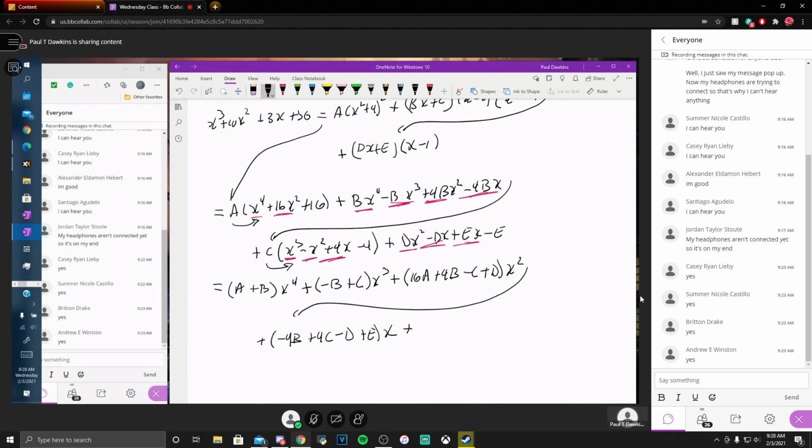Last but not least then, constant terms. And then we're done with at least this part of it. 16a there. Minus a 4c from there. And a minus an e from there. Mark them off again, so I know I've got everything. And there we go. As unpleasant as it is, there it is.